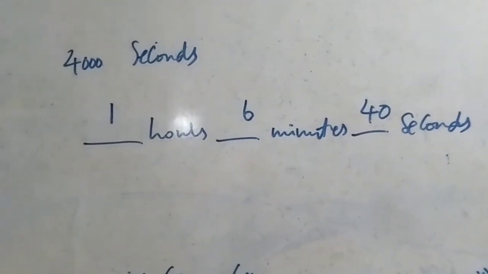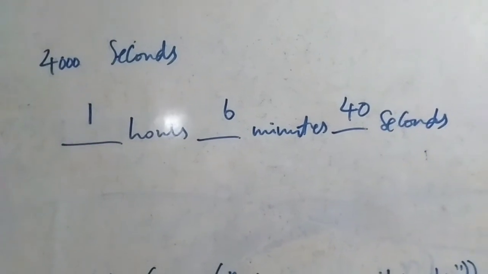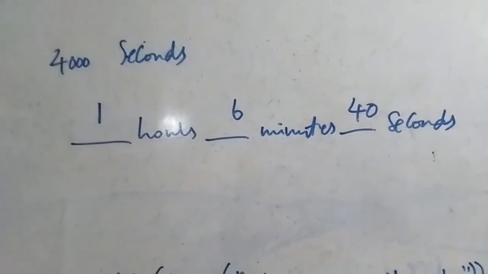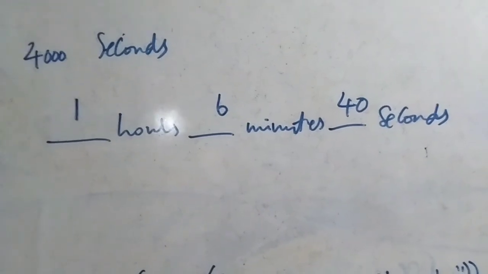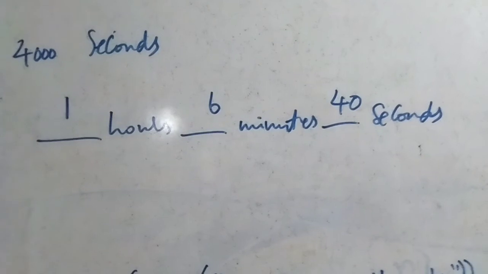So based on this, you can try one program: convert seconds into hours, minutes and seconds. If your input is 4000 seconds, the output must be 1 hour, 6 minutes and 40 seconds. So you try this program based on the previous notations.